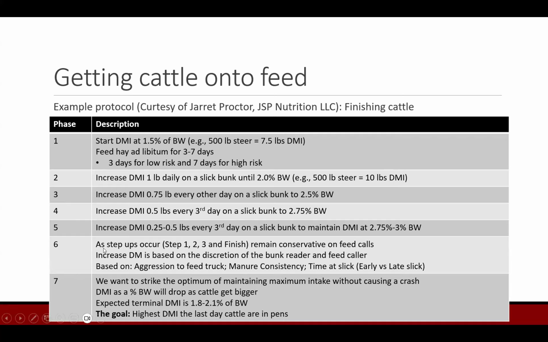Okay, now we get to phase 4, very similar. Increase dry matter intake a 1/2 pound every third day on a slick bunk to 2.75% of body weight. Okay, phase 5, increase dry matter intake by a quarter to a 1/2 pound every third day on a slick bunk, and we're trying to maintain a dry matter intake of around 2.75 to 3% of body weight.